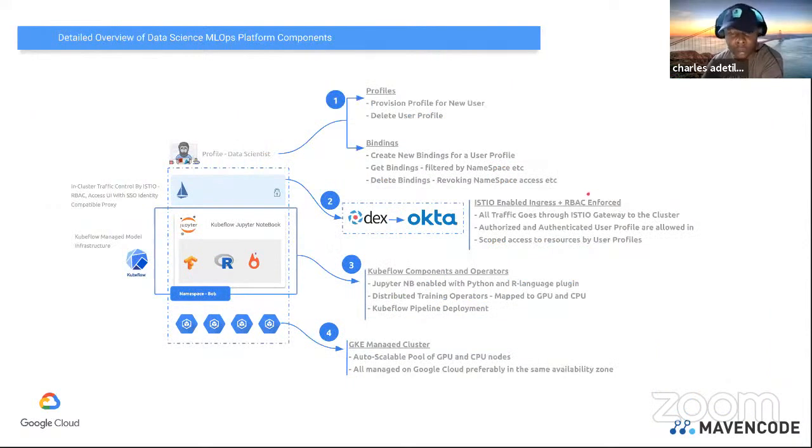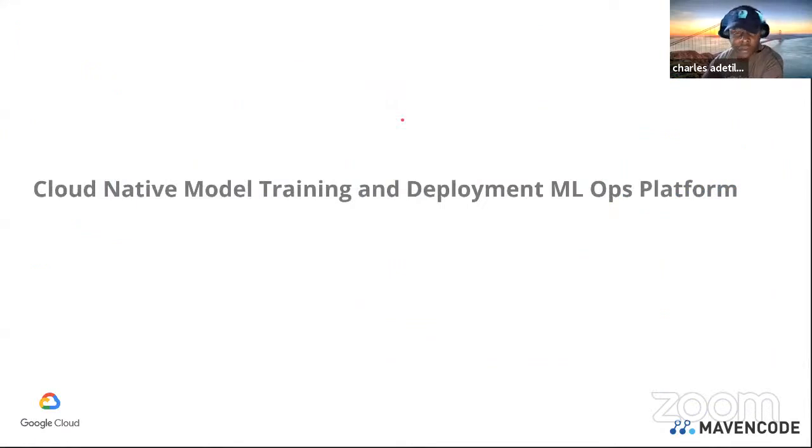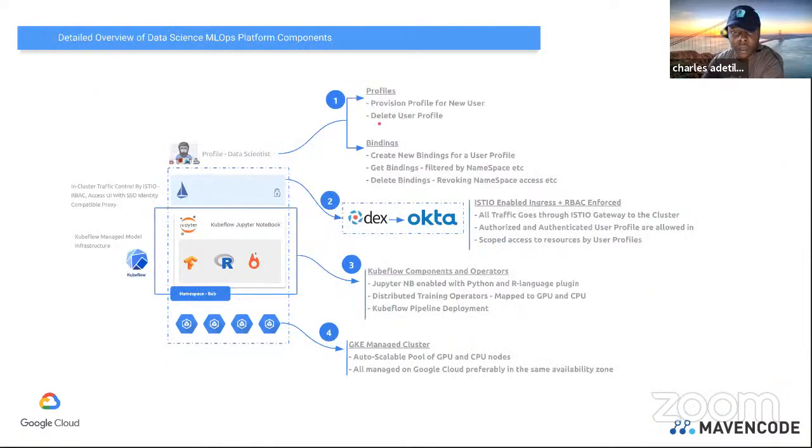Let me go a little bit more into details. For the traffic and everything that goes into the cluster, we need to create a profile for a user. So we provision a user profile. Every time a new data scientist joins the team, we provide a profile for them. And once they're done, we delete the user profile. Sorry, this thing keeps bouncing around. So we can create and delete the profile, and we can create a binding for the user profile.